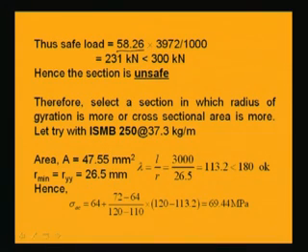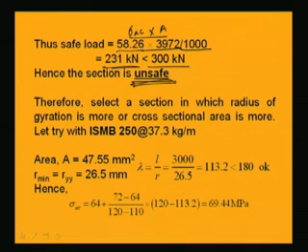Now, what we will do? Now, we can find the safe load. The safe load will be sigma AC into area divided by 1000 for making kilonewton. So, this is sigma AC and this is area, from which I get 231 kN. So, the safe load we get is 231 kN, whereas the given load is 300 kN. That means the safe load is less than the given load, that means the section is unsafe.